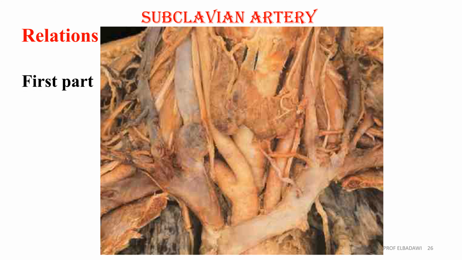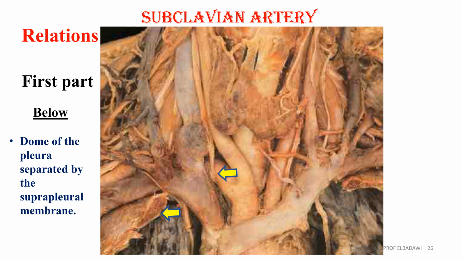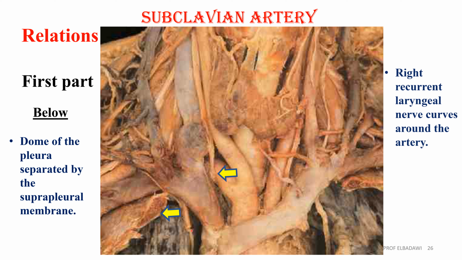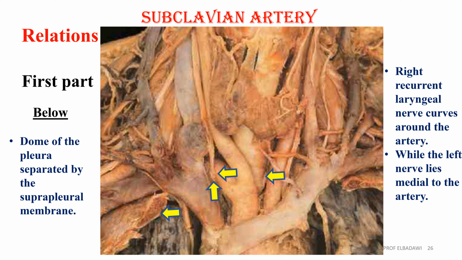Continuing on the first part, below will be the dome of the pleura, separated by the suprapleural membrane. We can see a part of the thoracic cavity here, the lung, and the suprapleural membrane over here. The right recurrent laryngeal nerve will curve around the artery as it arises from that point to curve deep to the first part, while on the left side, the left recurrent laryngeal nerve will be just medial to the artery.